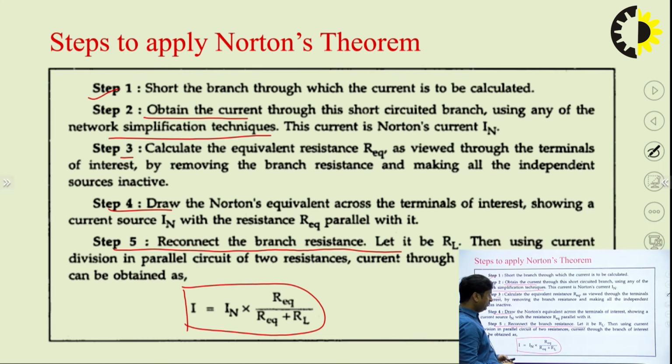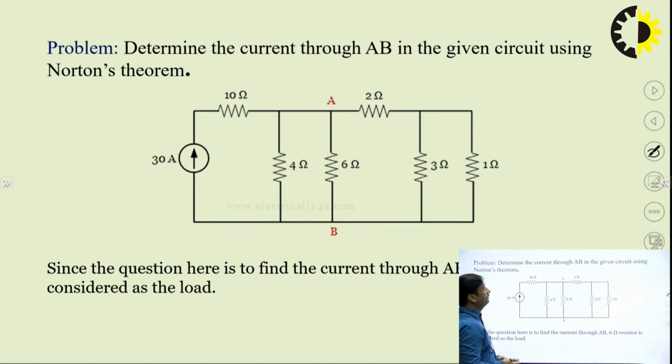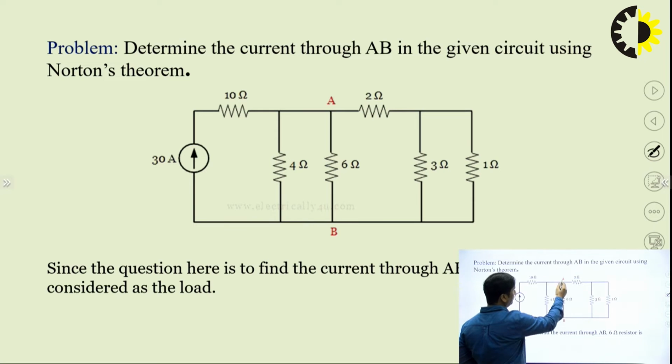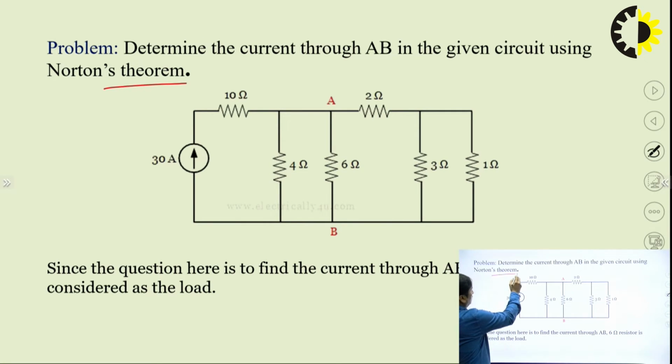So this is how we can solve the network. Now let us take an example based on Norton and then we will solve. Suppose this is the problem: determine the current through the branch AB in the given circuit using the Norton theorem. First of all, we have to find this AB, which is your load resistance. It is considered as a load.